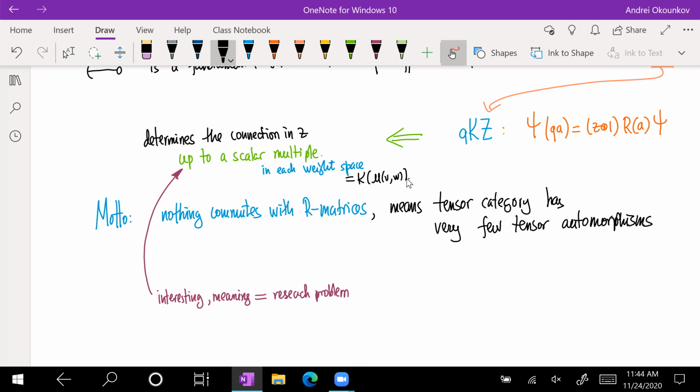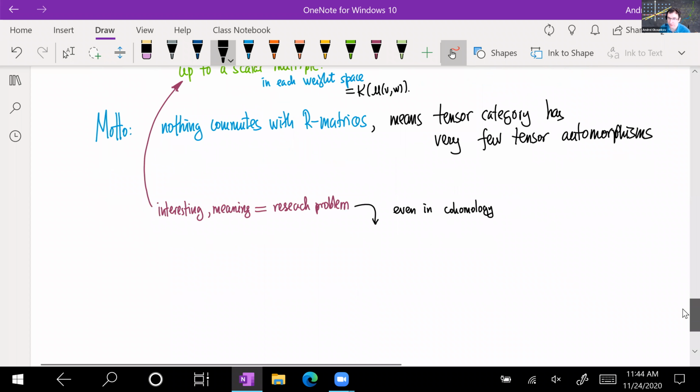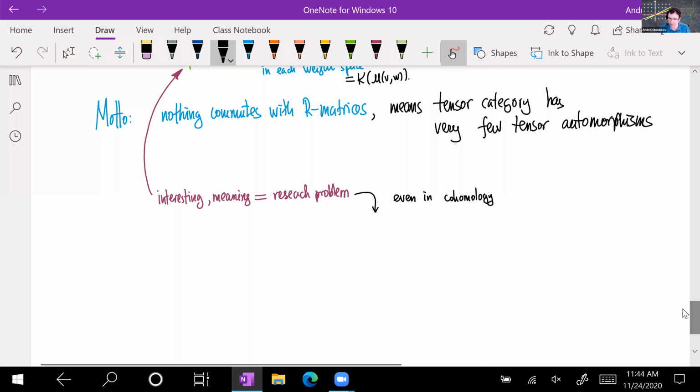Thanks, yeah. Sure. And it's an interesting research problem, even in cohomology. In cohomology, there's a way to say what it is more concretely, and I'll explain this. In cohomology, the commutation with our R matrices is the easy part.